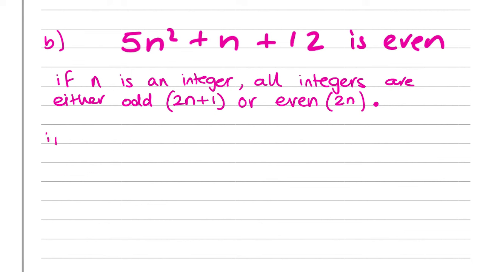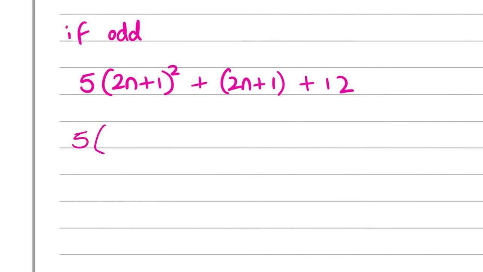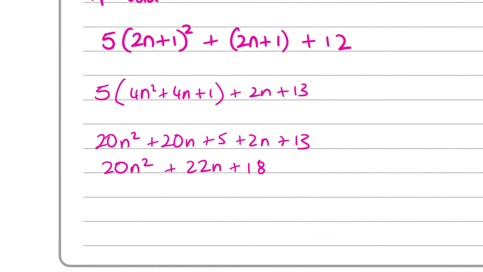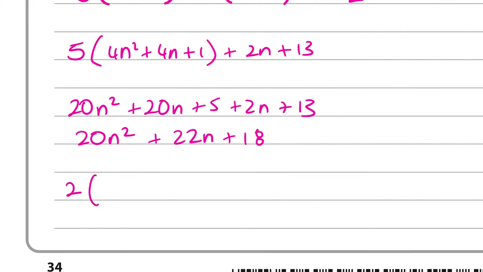So let's try. If odd, okay? We're going to have 5 lots of (2n plus 1) squared plus 2n plus 1 plus 12. Yeah? So what are we going to have? 5 lots of 4n squared plus 4n plus 1 plus 2n plus 13. So we're going to have 20n squared plus 20n plus 5 plus 2n plus 13. So then this is going to be 20n squared plus 22n plus 18. Okay? Now, this is going to give me 2 lots of 10n squared plus 11n plus 9.